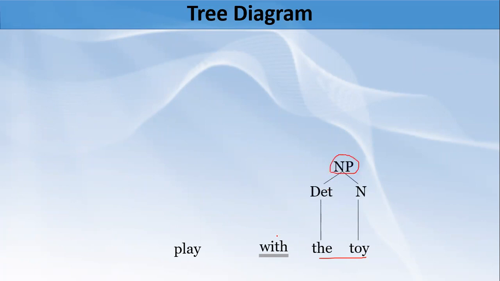Then we have with the toy. Now look at this. With is a preposition. Fine. In, of, on, with, these are prepositions. So with is a preposition. And this is a noun phrase. Now when a noun phrase is accompanied by a preposition, we have got a prepositional phrase. Fine. So here is an addition.